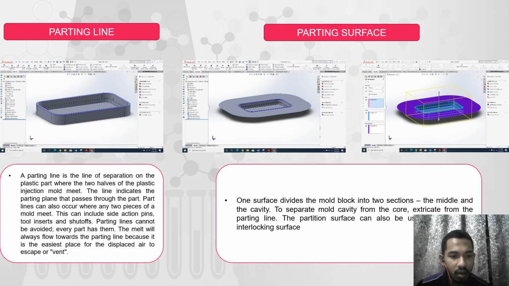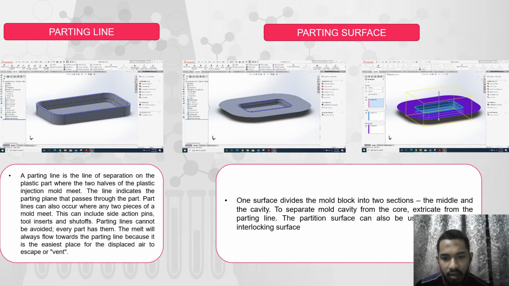Parting lines cannot be avoided. Every part has them. The melt will always flow towards the parting line because it is the easiest place for the displaced air to escape or vent. Parting surface.